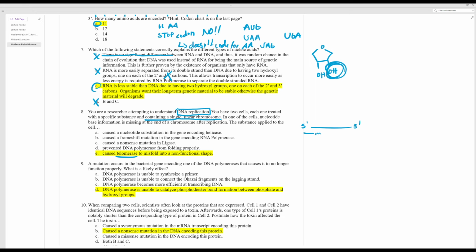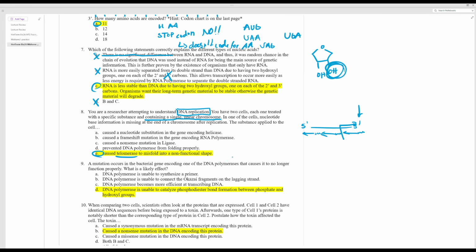Right, so we have our primer. To lay down a primer here to synthesize this last little bit, well, that's impossible. And so without telomerase, all of this would get cut out. Okay, so we're saying this happens. Well, why would this happen? It's because telomerase is not present. And that corresponds to E.